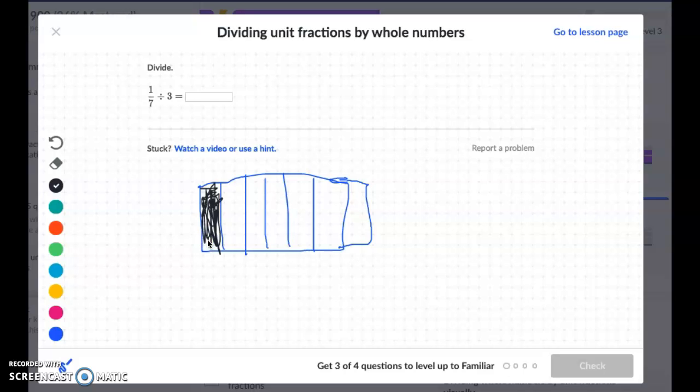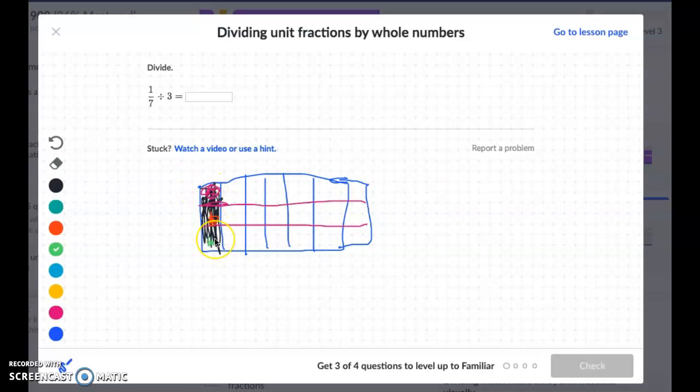So if I take that 1/7 and I say, hey, this is all you have of the candy bar, you have to split it up between your 3 best friends. Well, you would take that candy bar and split it into 3 sections, 1, 2, 3. One person would get this top section, another person would get the middle section, and another person would get this bottom section.